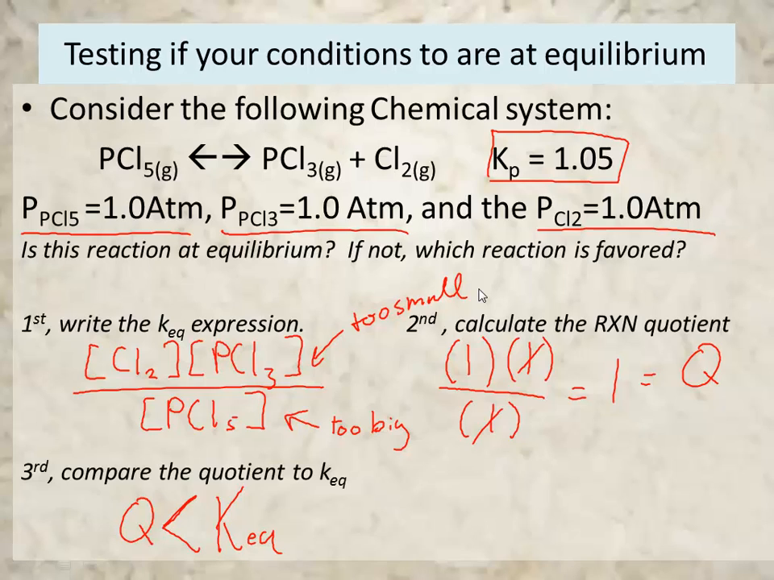Why, Jeremy? It wants to balance out, and since the PCl5 is too big, it wants to go to the other side where it's too small, and balance. Exactly. Great answer. So I don't have enough Cl2 and PCl3. I don't have enough products, and I have too much reactants.